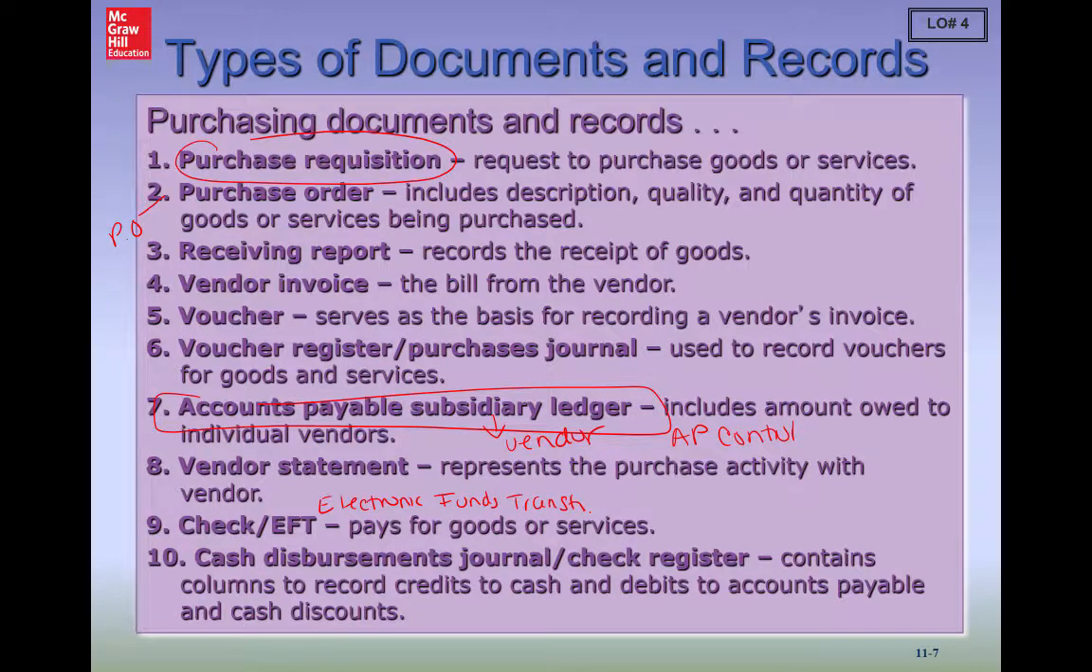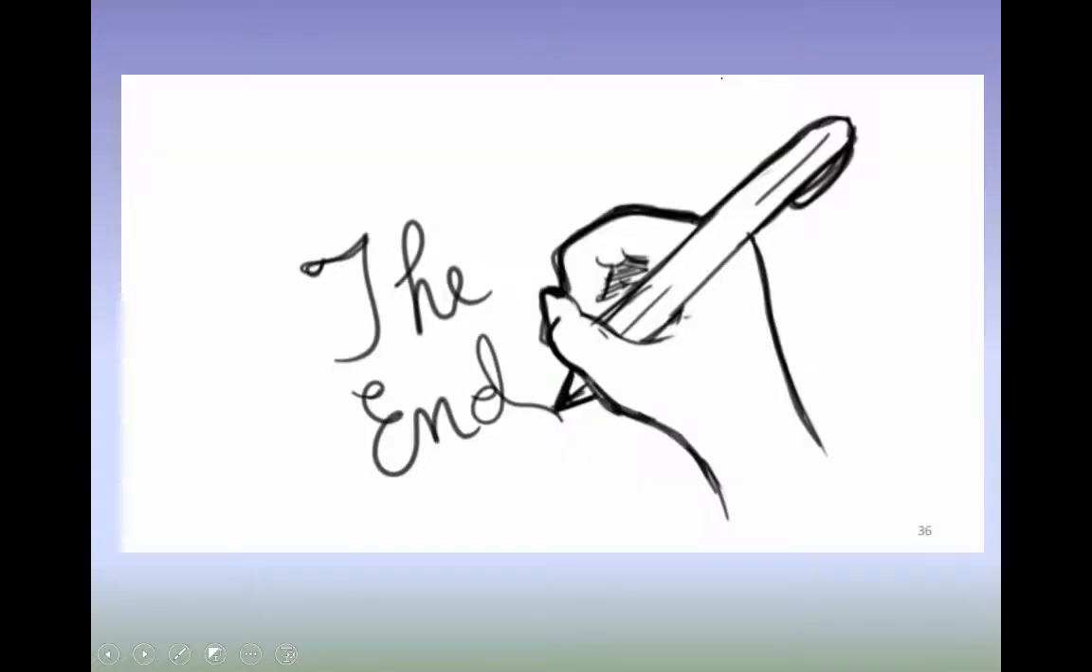Then you would have a cash disbursement journal and a check register. The reason we go through all of these types of documents and records is to help you identify the PBC, provided by client, list. We do that so that you know, as an auditor, what you have to request and what you need in order to conduct a full audit of purchases. And that concludes our video lecture.